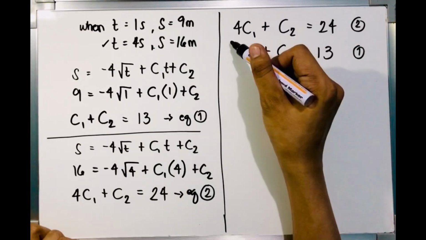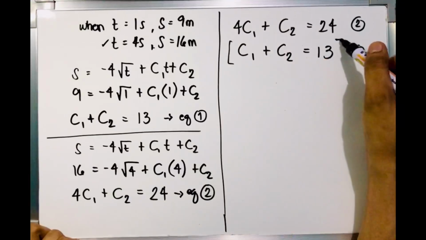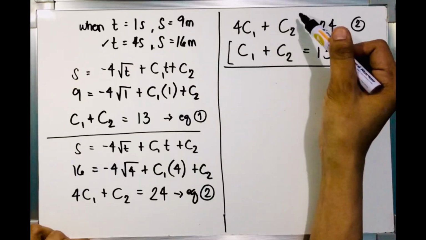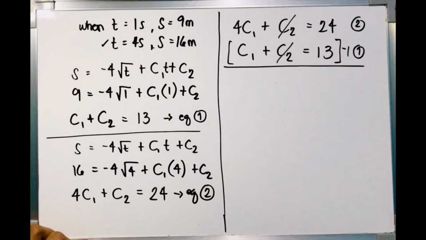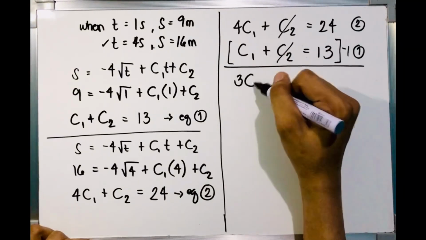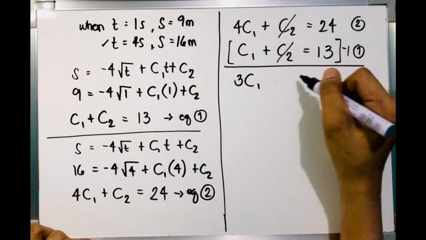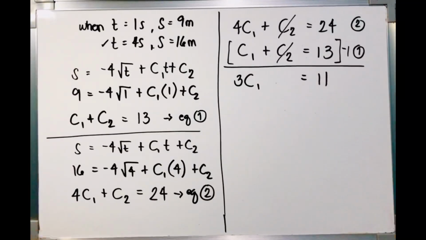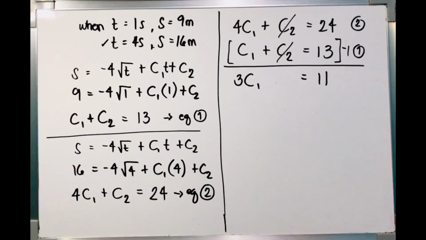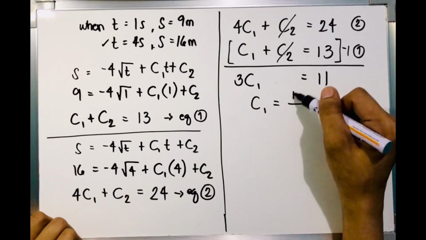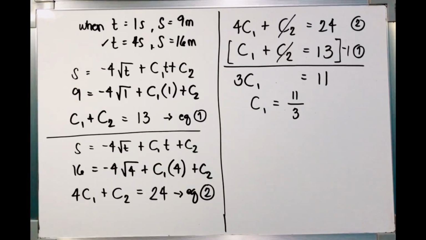Gagawin ko lang is, i-multiply ko yung buong equation 1 ng negative 1 para magkaroon ako ng elimination or cancellation ng mga values. So, c2 will be cancelled out kung magiging negative 1 yon or negative c2. And then, here magiging negative c1, ang matitira dito is 3c1. At dito 0 na is equal to 24 minus 13, ang magiging sagot is 11. Okay? So, 3c1 is equal to 11. Therefore, I can solve my c1. My c1 is equal to 11 over 3. Yan. Solve ko na si c1.